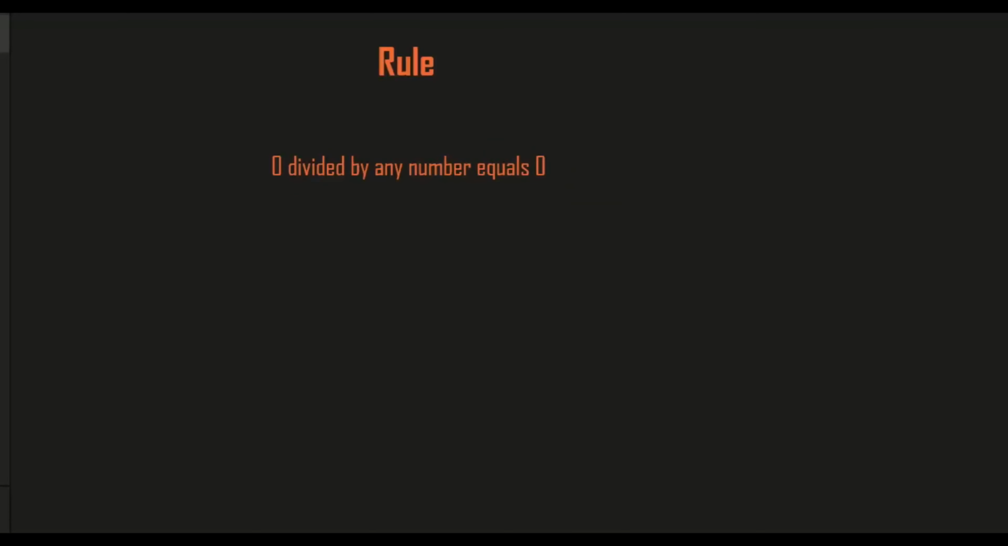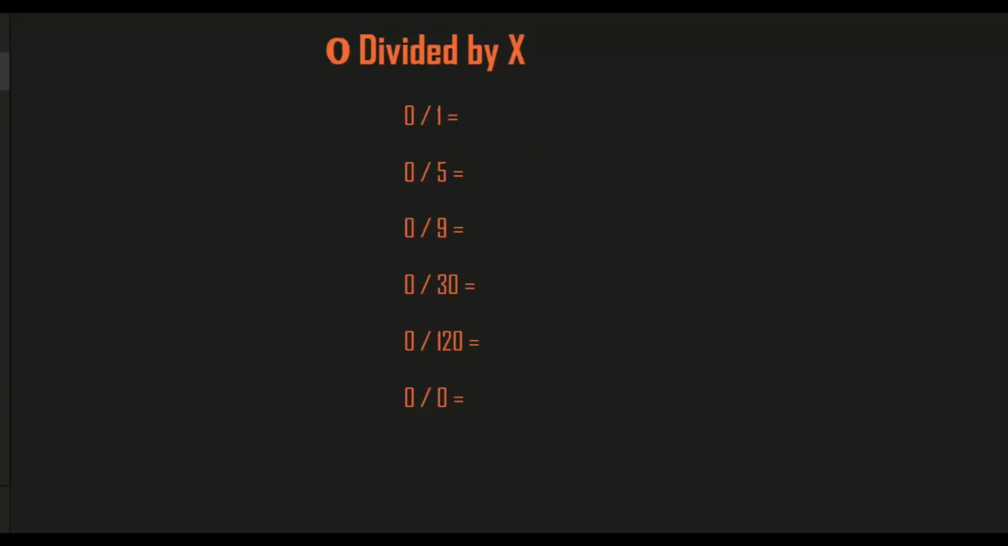Now let's move on to 0 divided by a number. So now our rule is 0 divided by any number equals 0. Now go ahead, pause this video, and give these problems a go. Assuming that you gave them a go, I'm gonna show you how to do them now, just like the other two.